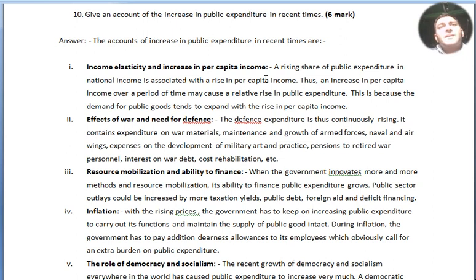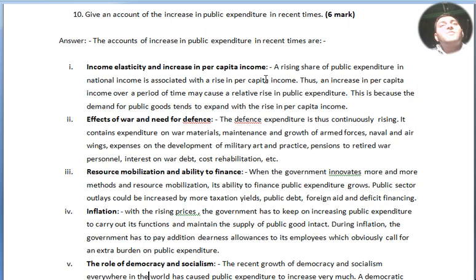Resource mobilization and ability to finance. When the government innovates more and more methods of resource mobilization, its ability to finance public expenditure grows. Public sector outlays could be increased by more taxation yields, public debt, foreign aid and deficit financing.